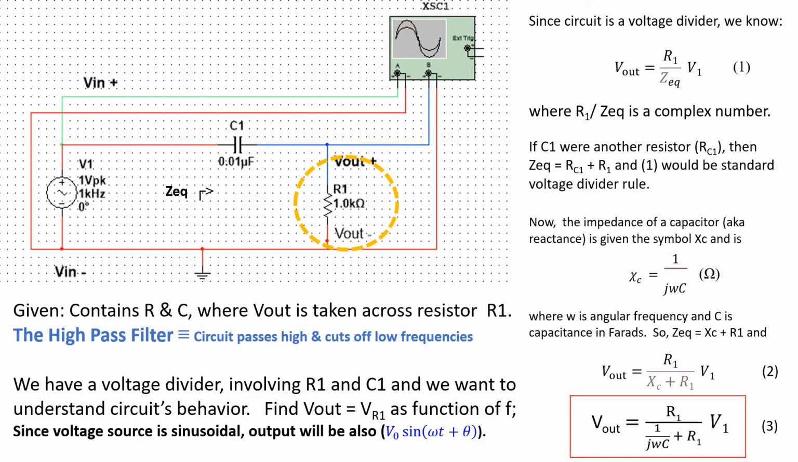Now, I'm not deriving it here, but the impedance of the capacitor, also known by the term reactance, is given by the equation 1 over j omega c, where j is the complex number, omega is frequency, actually angular frequency in radians per second, and c is the capacitance in farads. When we combine the capacitor's impedance into our voltage divider formula, we get equation 3. This equation contains everything we need to understand the voltages that appear across the resistor R1. Our goal today will be to get some intuition for this equation physically and mathematically.